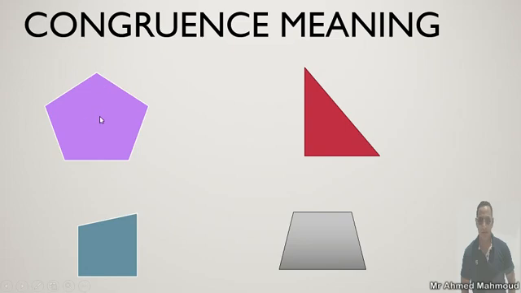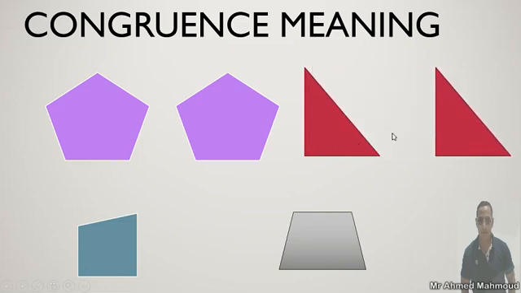For example, this pentagon, if we have another one exactly equal, the same in everything, the same shape and the same size, then they are congruent. Another example, this triangle, if we have another triangle like this, those two triangles are congruent because they have the same size and they have the same shape. Another one, this quadrilateral, if we have another one like this, then they are congruent because they have the same shape and the same size, and this trapezium too are congruent because they have the same shape and the same size. Then the word congruent means they are exactly the same.